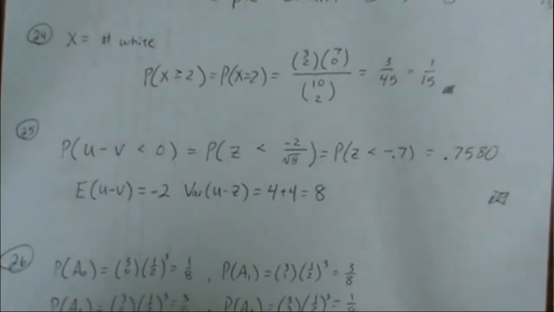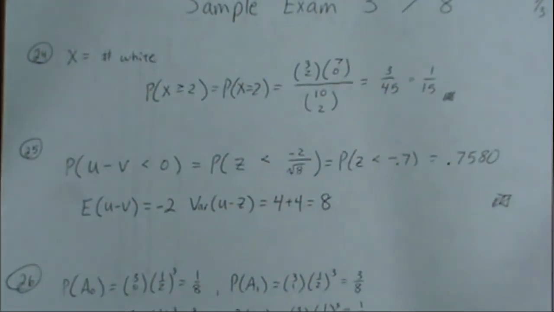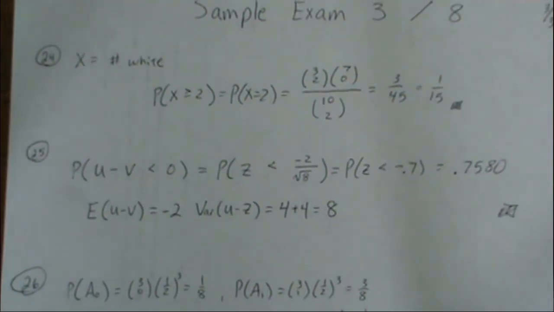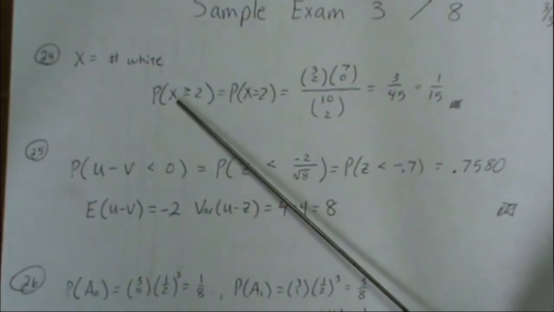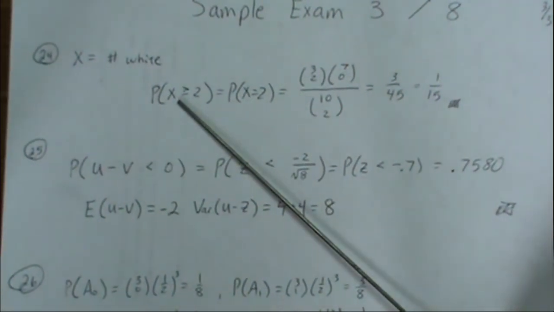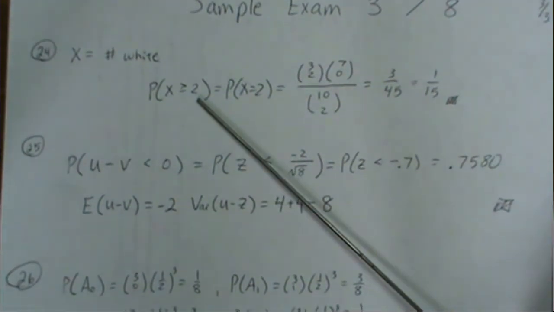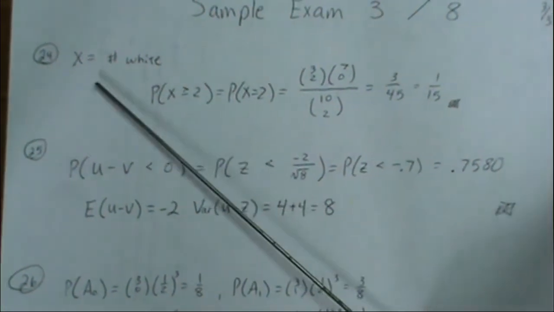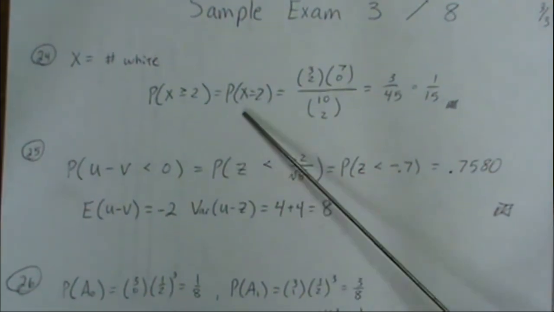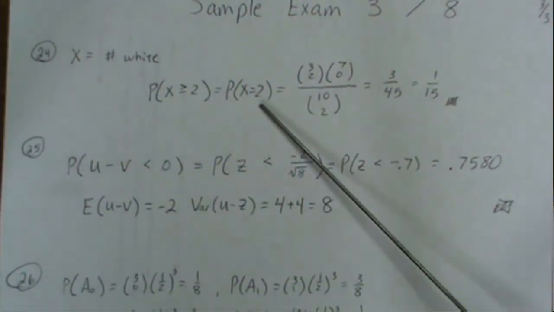So number 24, if we let x be the number of white balls, they give us the rejection region that if both chips that are drawn are white, that's the rejection region. But since we're only drawing 2, that's the same as the probability that x equals 2.